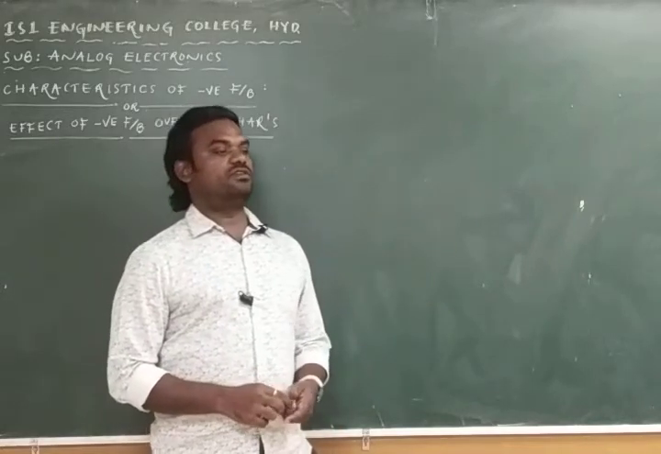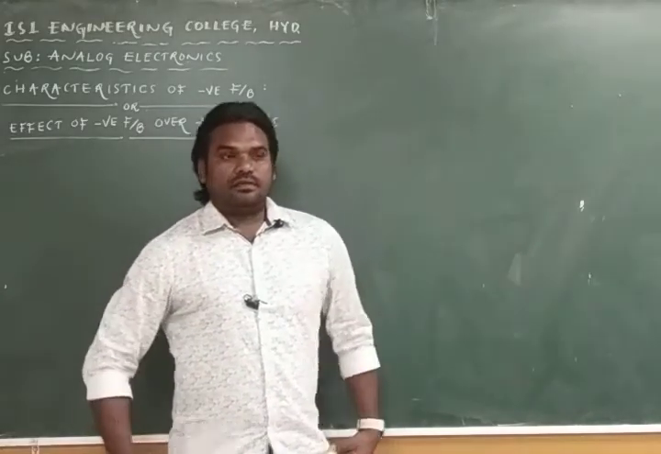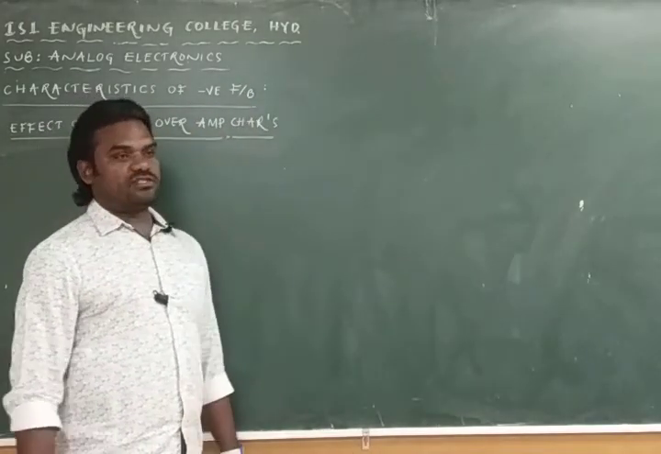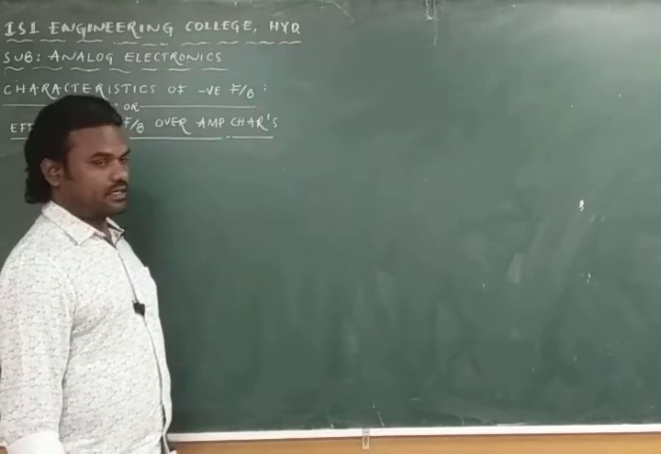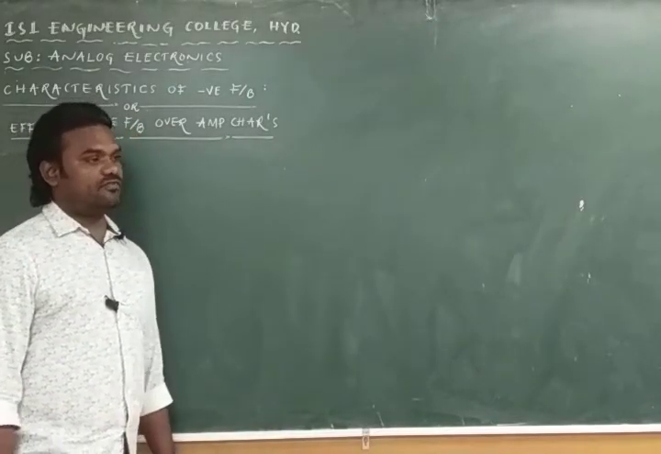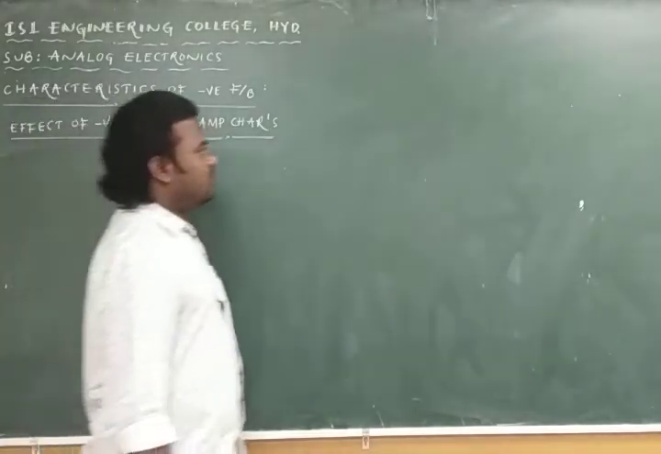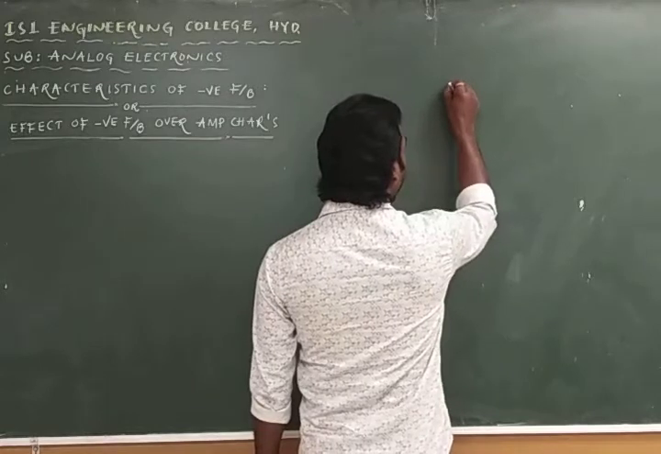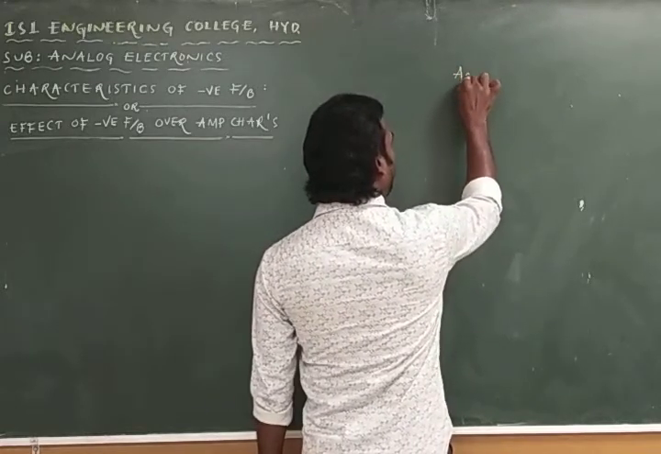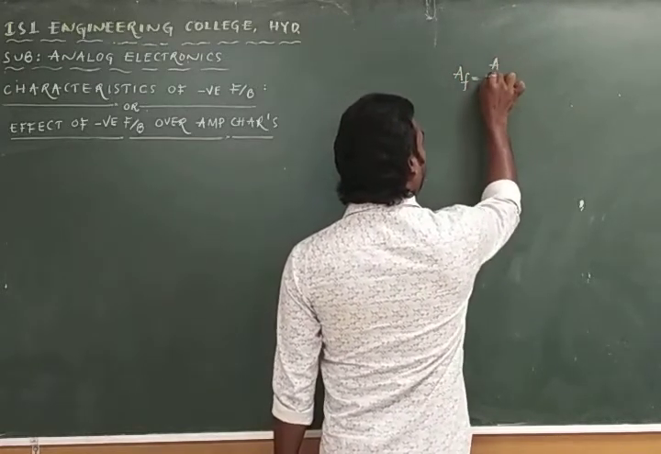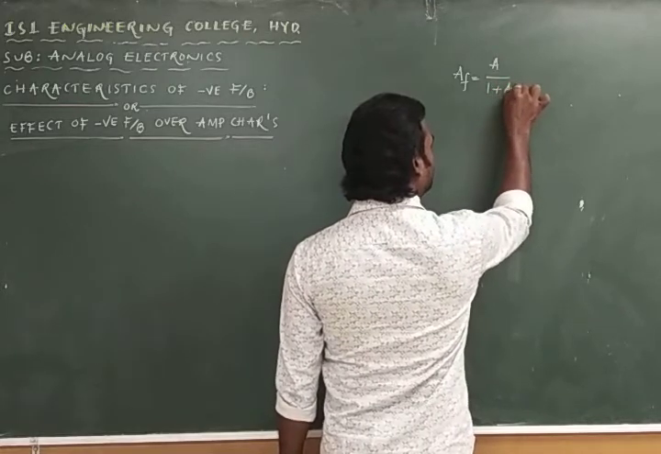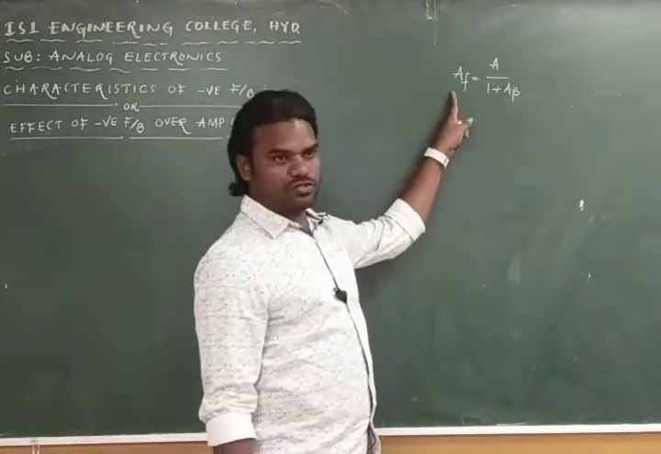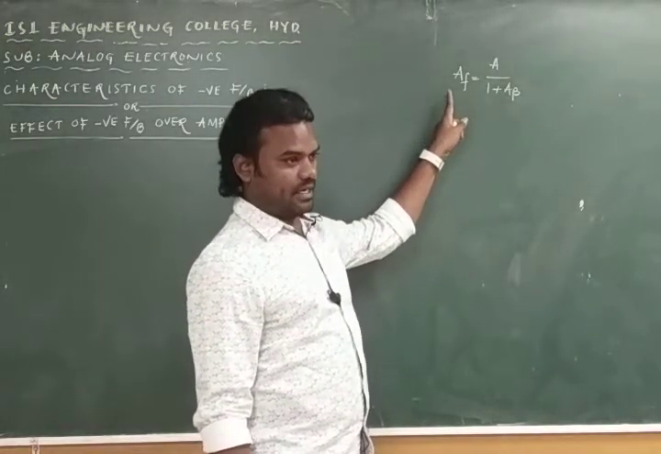In the last class, we discussed two points: the effect of negative feedback over the amplifier characteristics, or advantages of negative feedback. After employing the negative feedback, gain will be AF equals A by 1 plus A beta, where A is the open loop gain, AF is the closed loop gain. I hope I am clear.